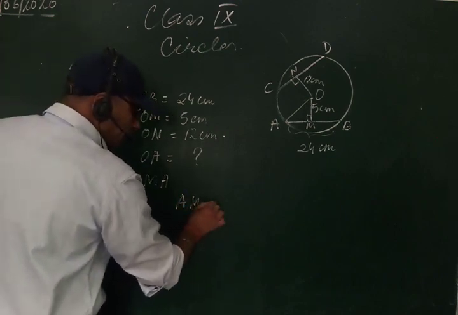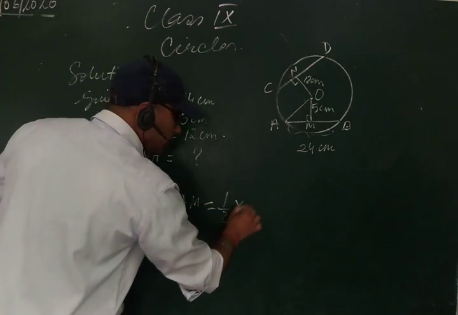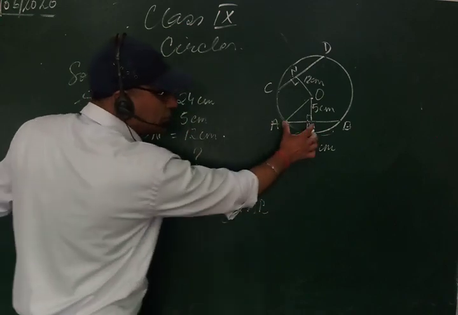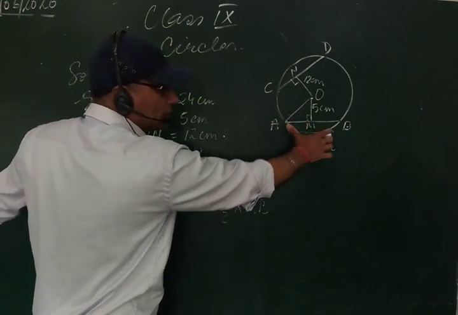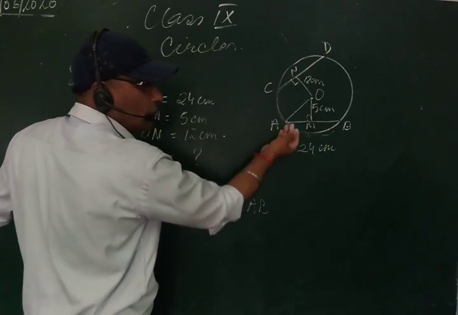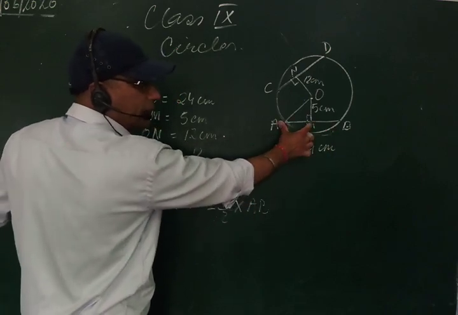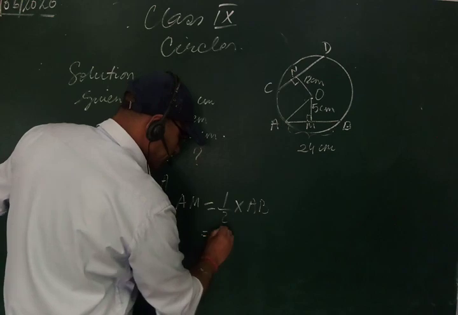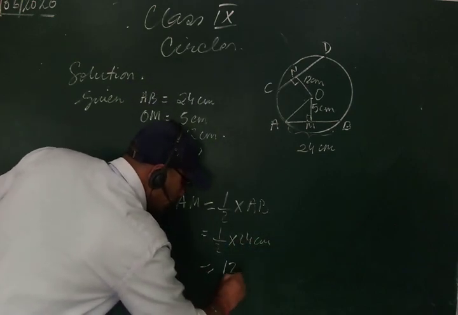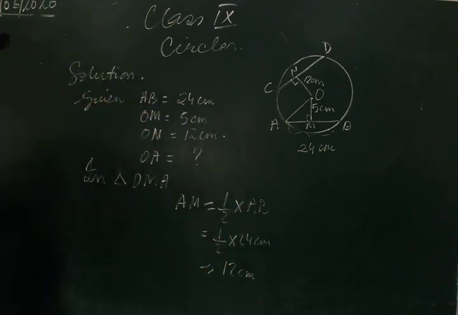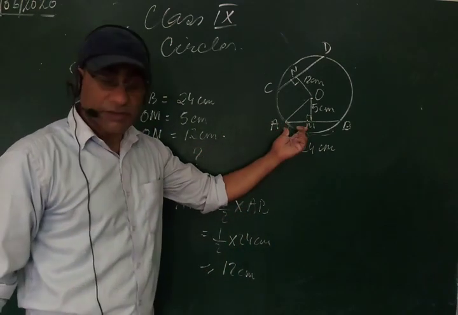What you can take, AM is equal to half of AB. Because we need to take only AM as a part of this triangle, but the length of AB has been given. So, we'll take only the half part of 24 centimeters. So, half into 24 centimeters will give us 12 centimeters. Okay, so AM is 12 centimeters.